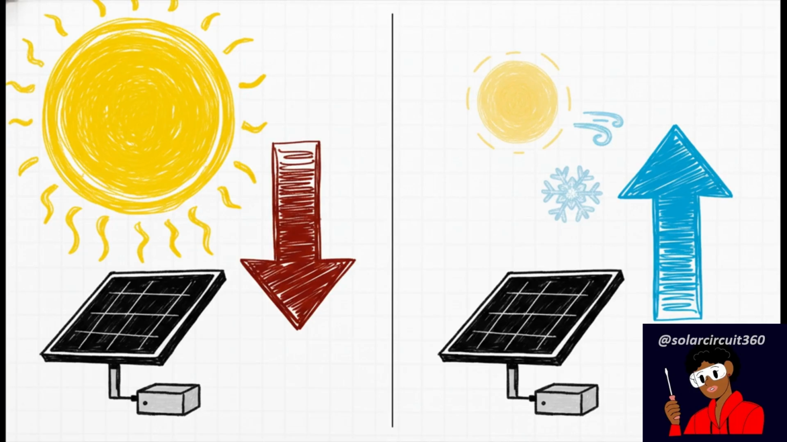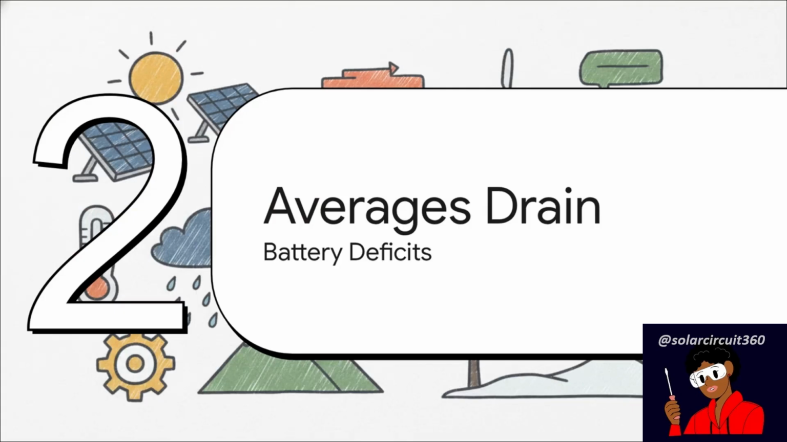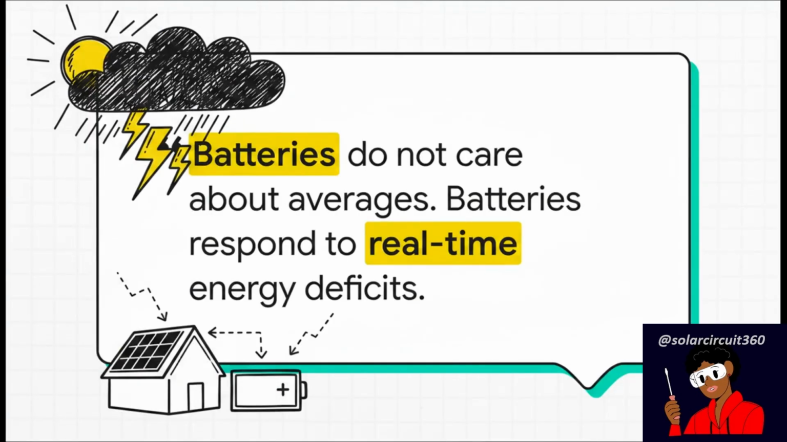In fact, sometimes a crisp, cool morning will completely outperform a scorching hot noon. Section 3. Why averages drain batteries. These physical fluctuations have severe, real-world consequences for your off-grid battery bank. The absolutely crucial point is this. Batteries do not care about averages. Batteries respond to real-time energy deficits. I really want you to lock that in.